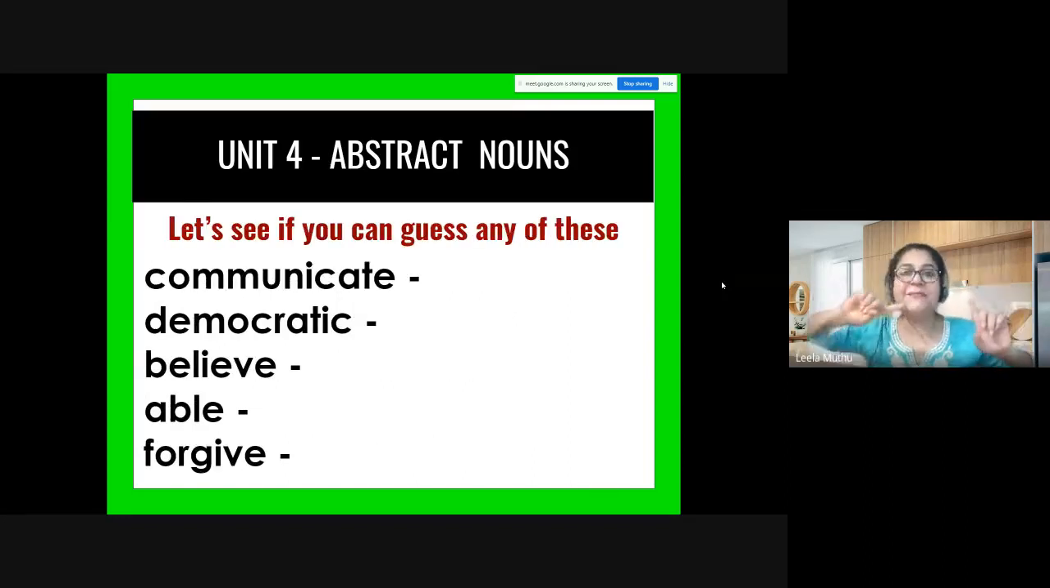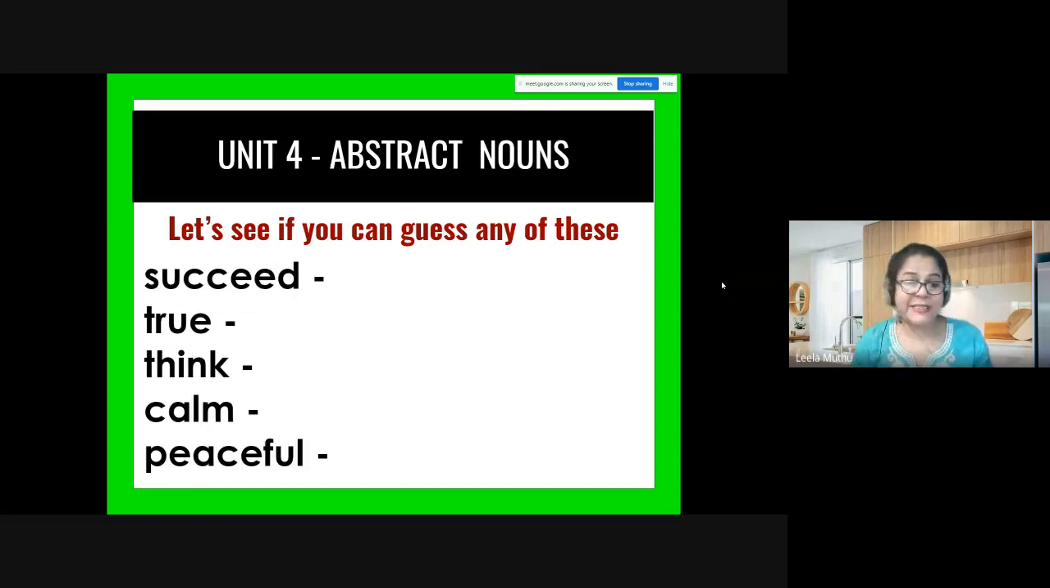Communicate, yes, communication. Democratic, okay. What could be the abstract noun from the word democratic? A Democrat, I get, would be democratic. I think I made a mistake there. Believe, belief. Able, ability. Forgive, forgiveness. Succeed, success. True, truth. Think, thought. Calm, calmness. Peaceful, peacefulness. Okay, and even peace, I think, would be an abstract noun.